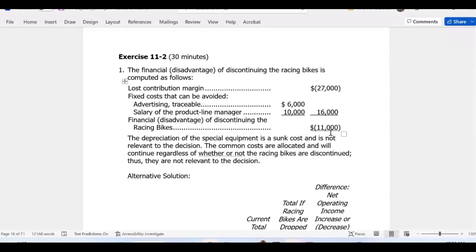You don't want that. So the depreciation of the equipment is a sunk cost and is not relevant to the decision making. The common costs are allocated and will continue regardless of whether or not racing bikes are discontinued. Therefore, they are not relevant to the decision. So those two are out of our calculation. The only thing left in here that is relevant is advertising and salary of the product line manager. That's it.